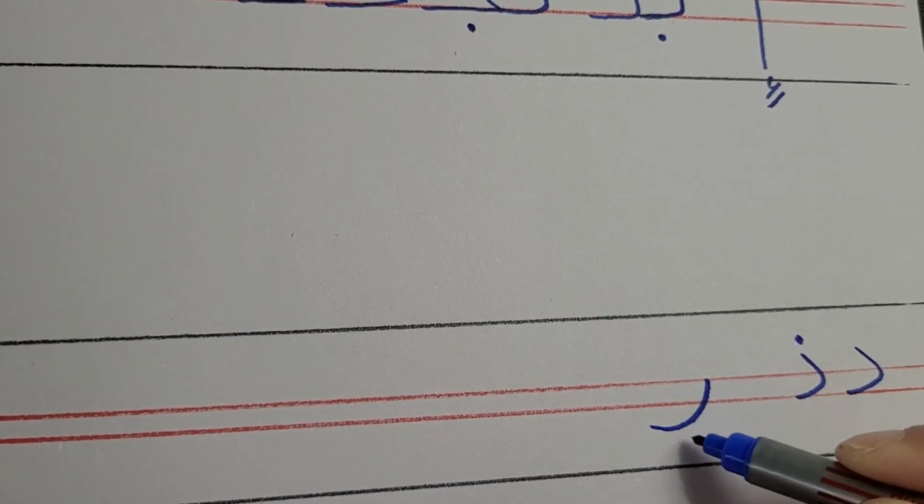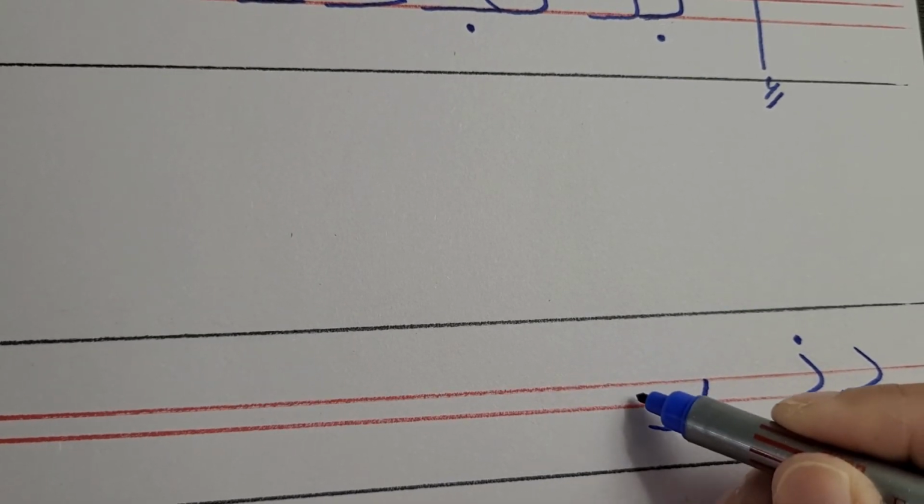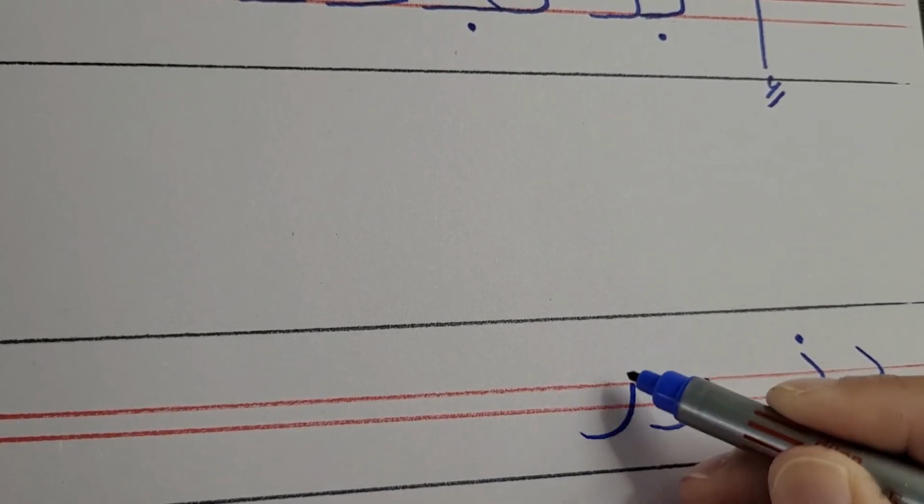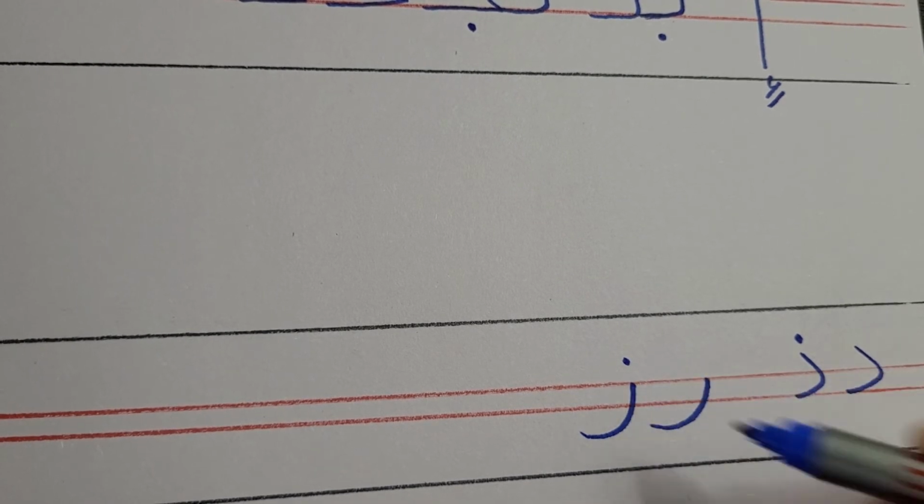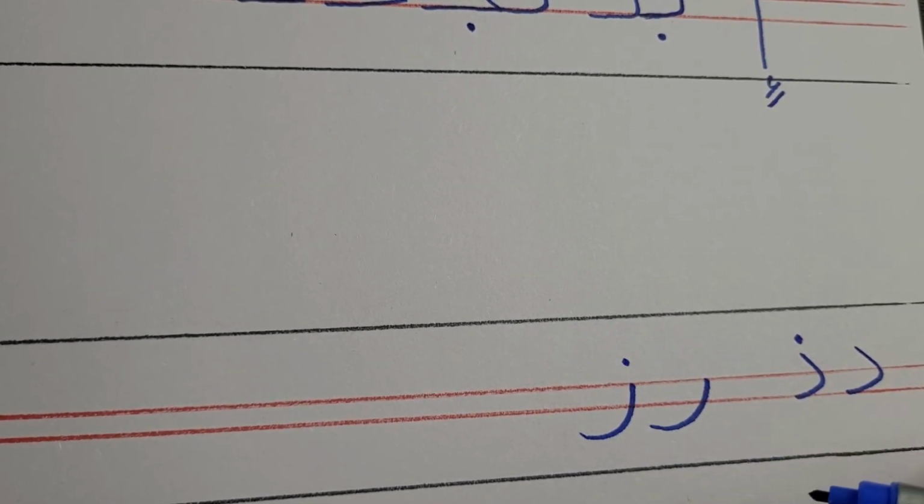Now today we take the letter Ra. So it should be like a half circle. And Za with one dot. Ra and Za.